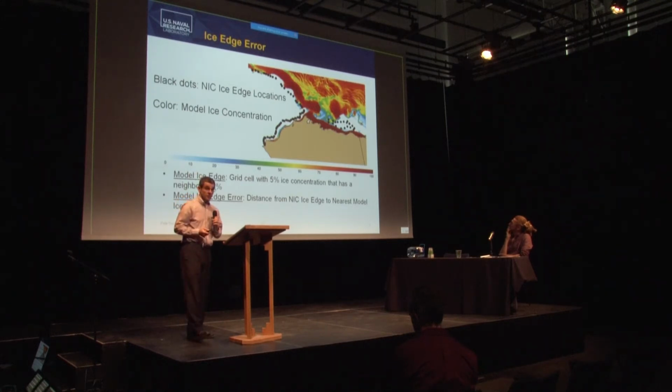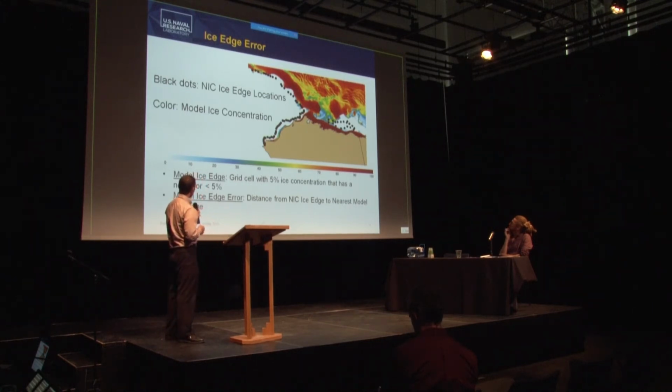So ice edge, I want to just briefly discuss what we consider ice edge, just define terms so we're all on the same page. What we do is we get from the NIC, the National Ice Center, every day the locations of the ice edge that an analyst locates. And we get those as a series of these black dots. And what we do is we determine the distance between these black dots and what we define as our model ice edge.